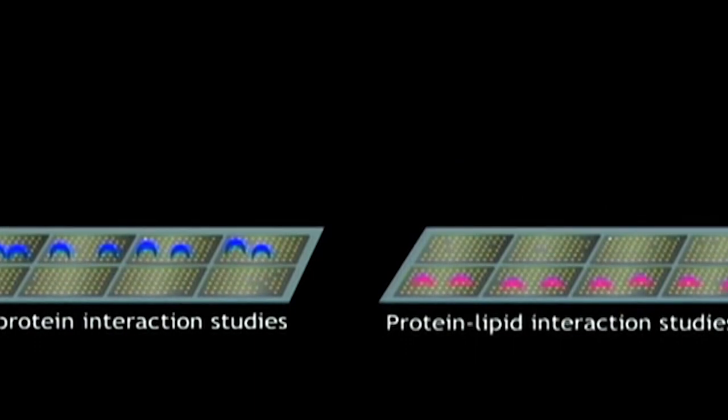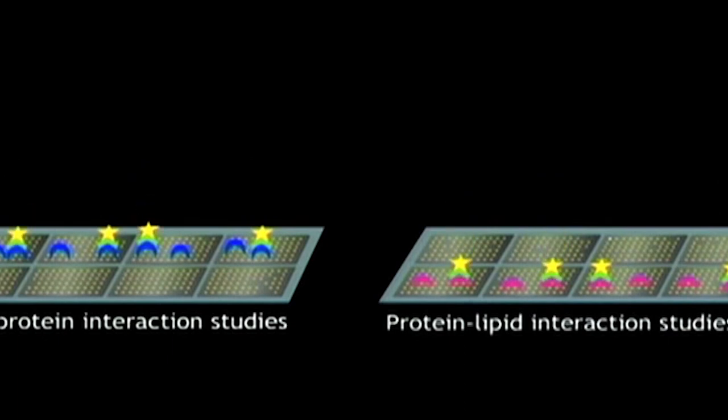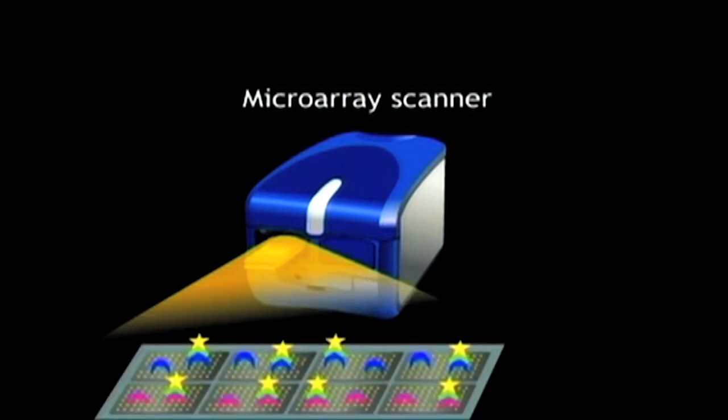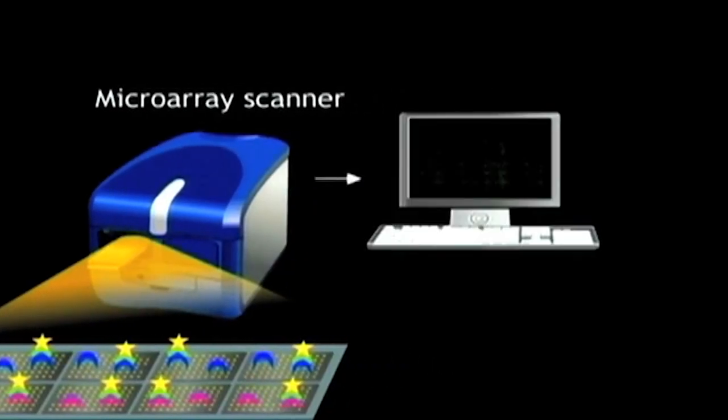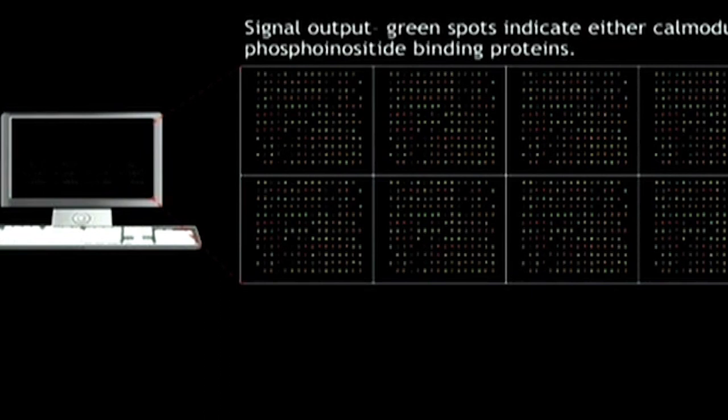They used biotinylated calmodulin in presence of calcium and phosphoinositide liposomes respectively. The detection was carried out by using Cy3 labeled streptavidin. Arrays were washed, dried and then scanned by using a microarray scanner. So, 6 of the known calmodulin targets and 33 potential partners were identified, with 14 of these proteins possessing the consensus sequence.